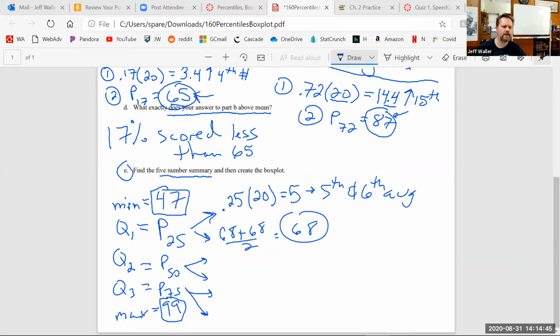There it is. All right. Somebody left. So the P50 will be half of 20, which is 10. So I'm going to take the 10th and 11th. And what are the 10th and 11th numbers? 80 and 82.